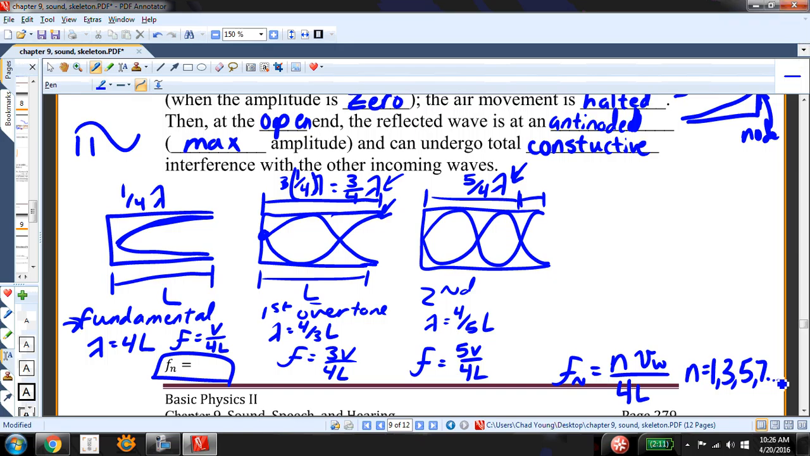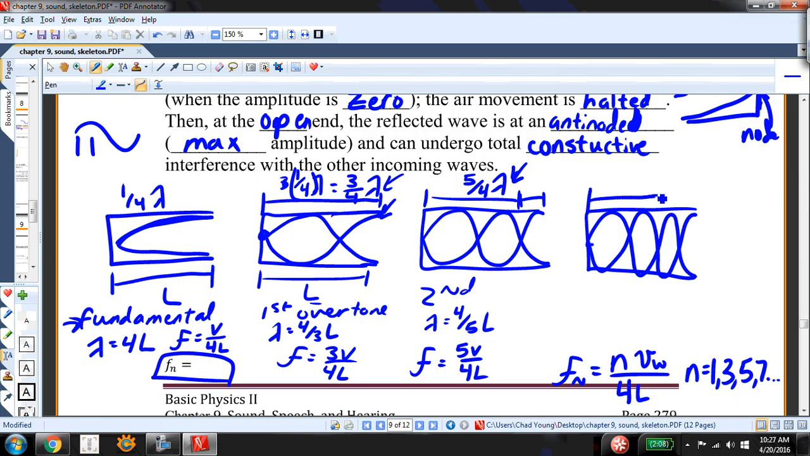Okay, well, let's go ahead and draw our third overtone though. Our third overtone looks like this. I think that's right. I know I got too many there. Let's erase part of that. Like that. Okay, this is going to be my third overtone.